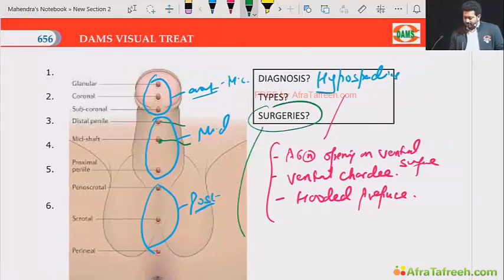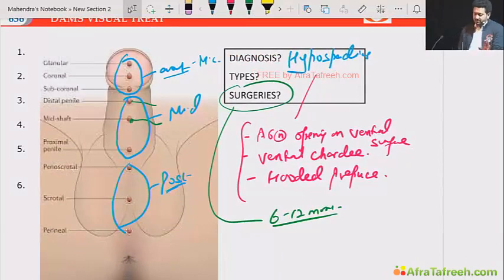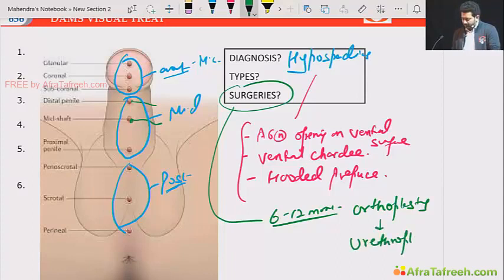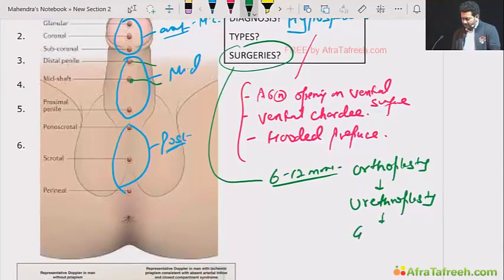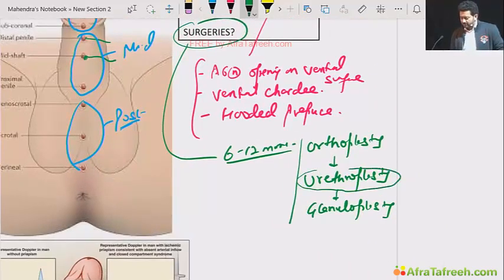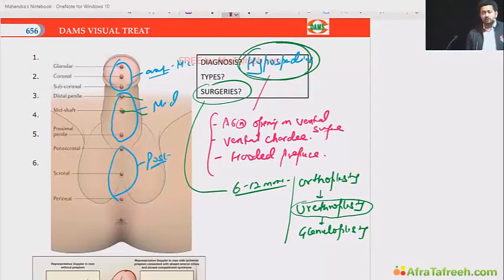In the surgery, the timing of surgery should be between 6 to 12 months. The principle of surgery is important. First you will do the correction of the deformity, so first you will make the penis straight, that is orthoplasty. Then you will do the urethroplasty. And after that you will give the shape to the glans, that is granuloplasty. So this is the order: orthoplasty, urethroplasty, and then granuloplasty. In urethroplasty, you will create the urethra by using tissue from the child's body. You can take it from the buccal mucosa or from the prepuce. Because prepuce is going to be used for the correction, circumcision is contraindicated in these cases. You will not do circumcision because that prepuce can be used for the urethroplasty.